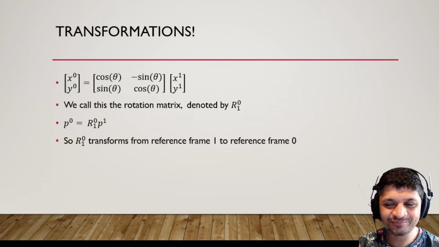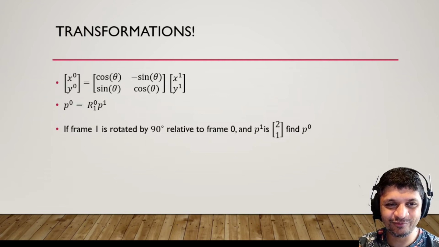Okay, I hope that all made sense. It's about to get a little bit more interesting. Let's do an example. Say reference frame 1 was rotated by 90 degrees relative to reference frame 0, so in this case, the drone rotated by 90 degrees, right? And we know that the position in reference frame 1 is 2, 1. Can we find P naught? That's another exercise I want you to do. If you pause the video and do it, that'll be useful. I'm not going to give a solution in the lecture, so just play with it, see what you get.